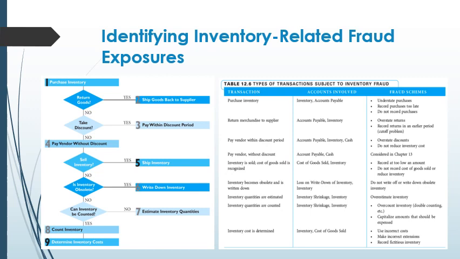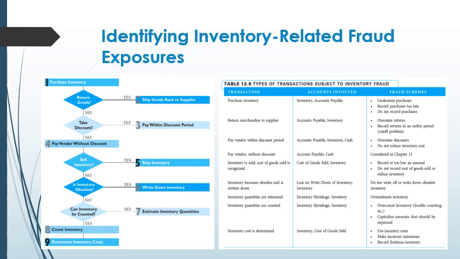This involves the accounts payable, inventory, and cash accounts, and the schemes here overstate discounts or do not reduce inventory counts. The next transaction is pay vendor without discount, and the accounts involved here are accounts payable and cash, and this will be considered more in Chapter 13.